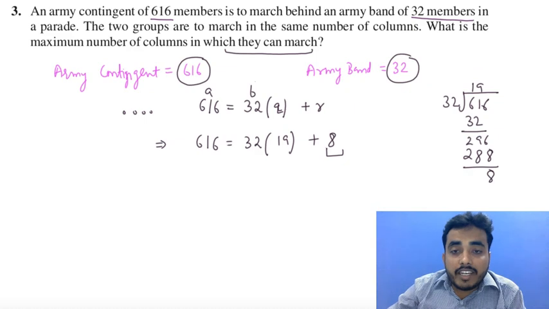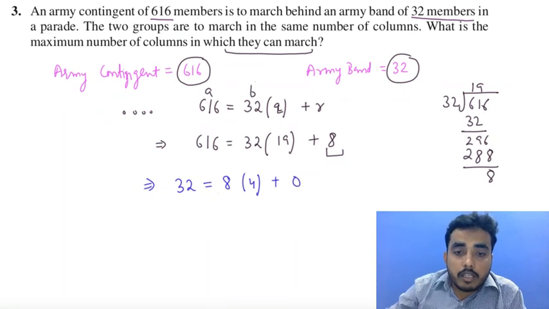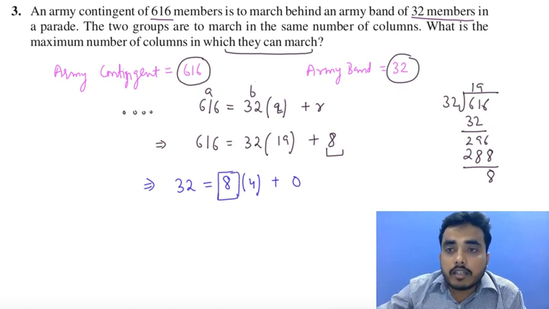So we need to apply the Euclid division algorithm again till the time r becomes 0. So we will apply it here again. So 32 is our new dividend, 8 is our new divisor. So the quotient will be 4 plus remainder will be 0 in this case. So 8 is the HCF of 616 and 32.